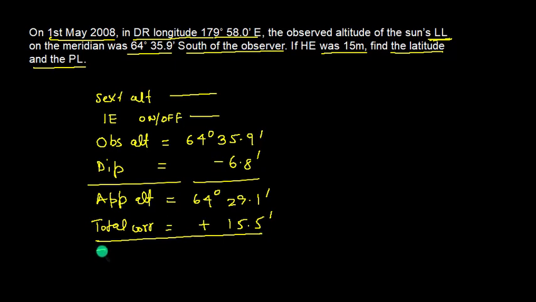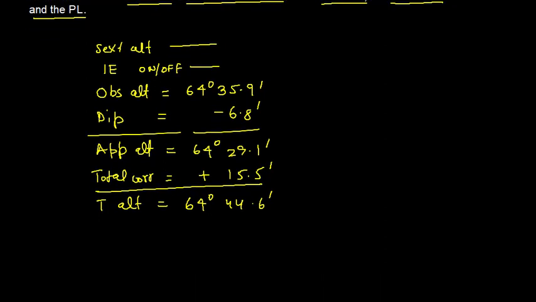So now we need to find true altitude, and all you have to do is just add together. That becomes 64 degrees 44.6 minutes. All right. If I subtract from 90 degrees, that becomes the meridional zenith distance, and the meridional zenith distance will be 25 degrees 15.4 minutes. Well, the naming and all we shall see later on.